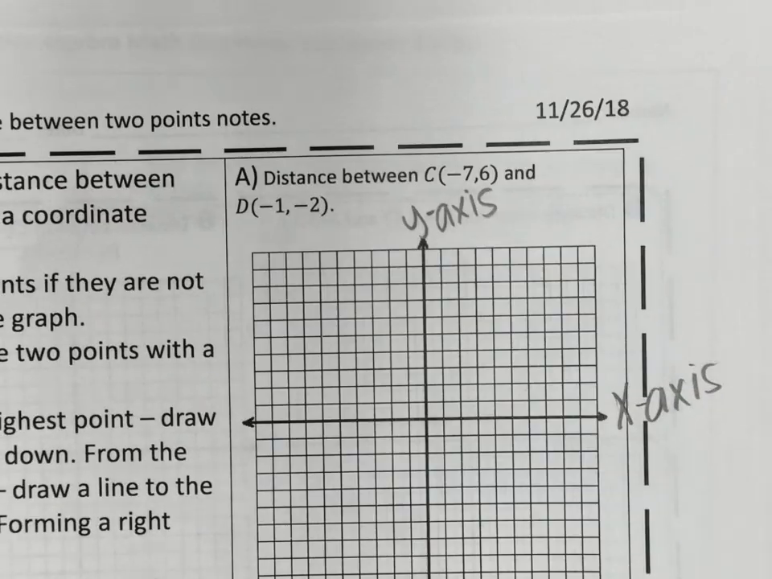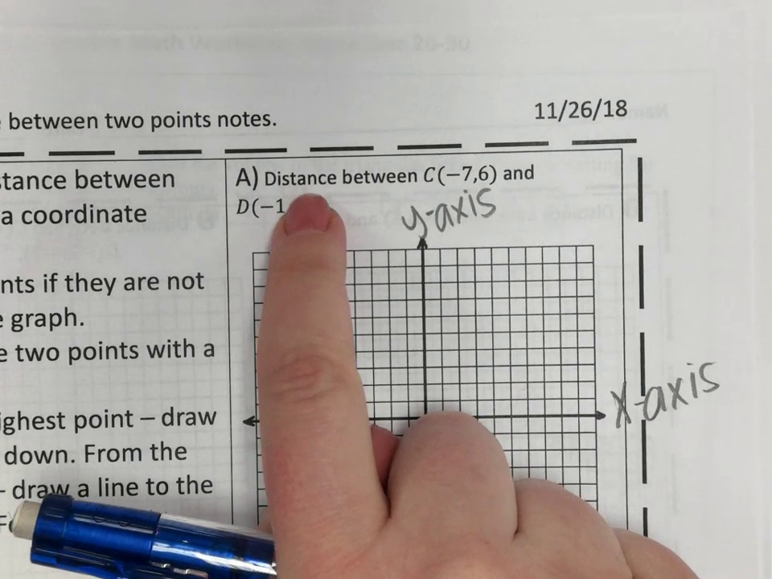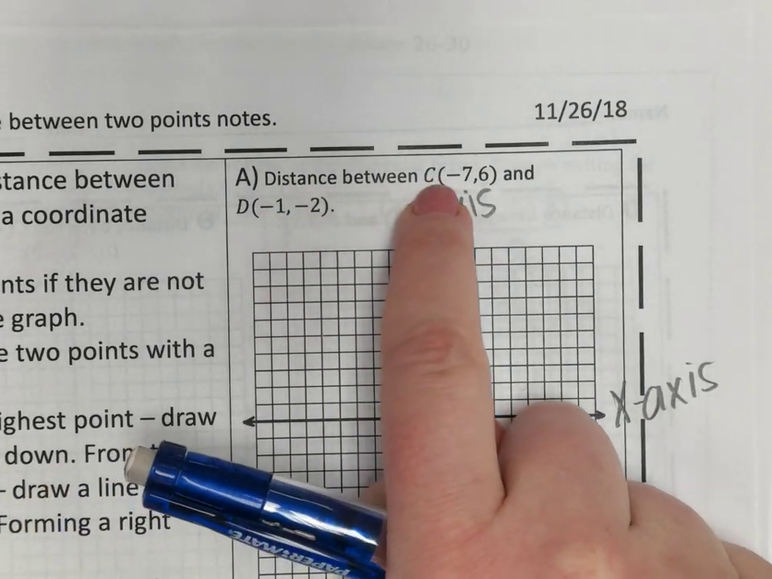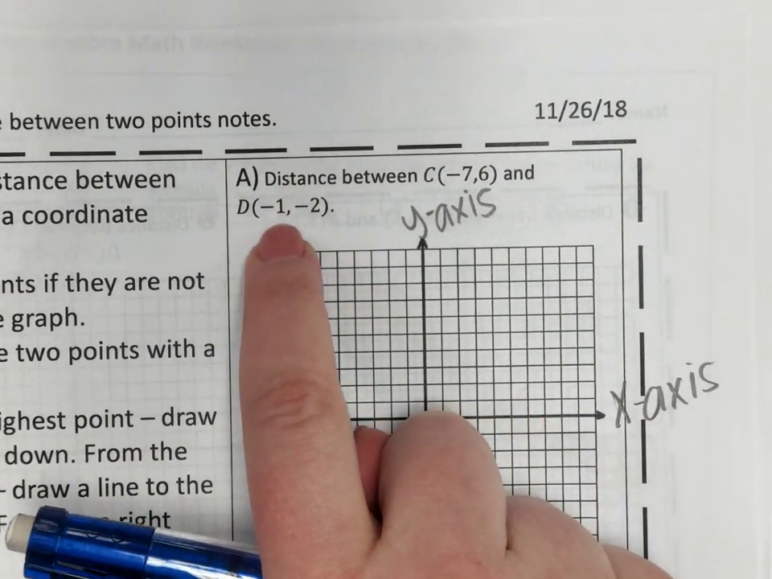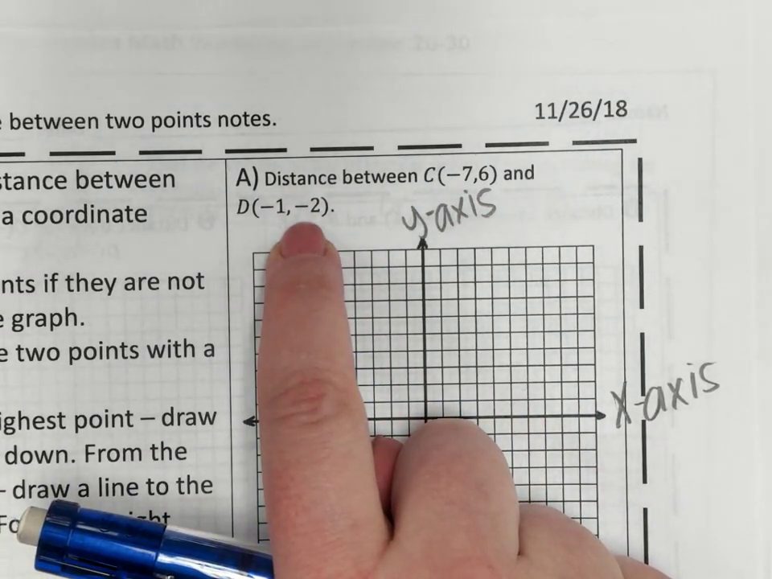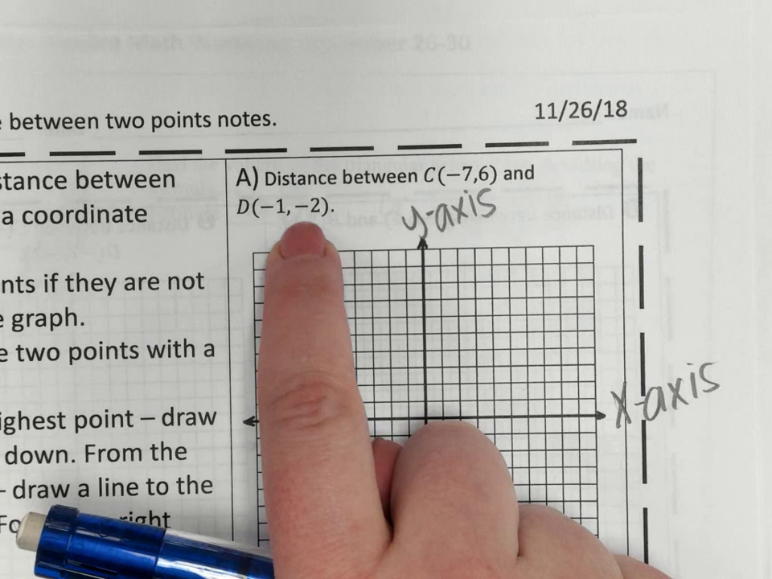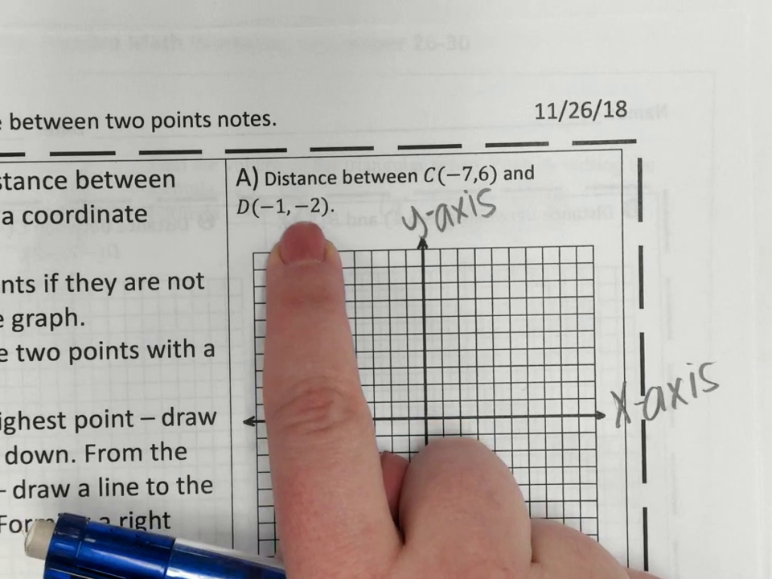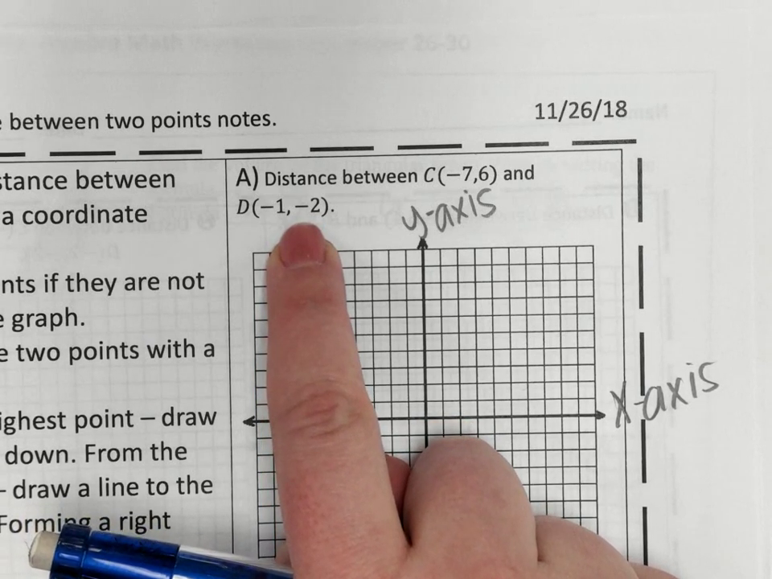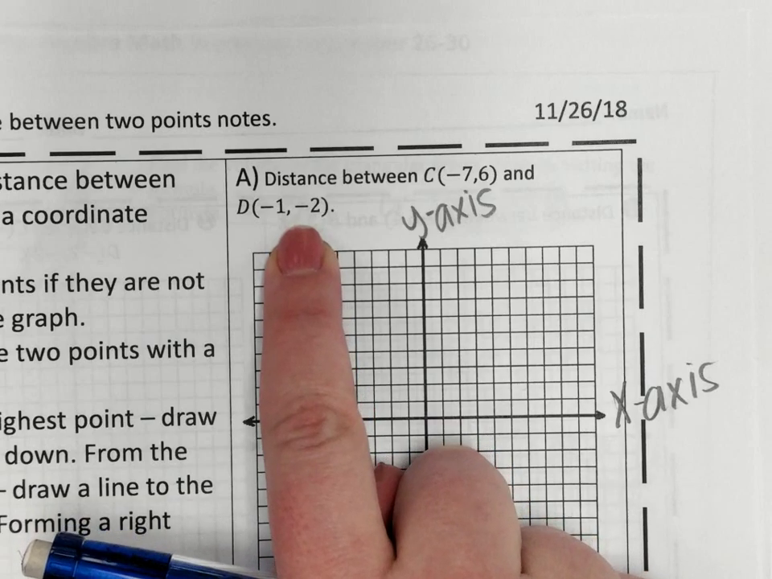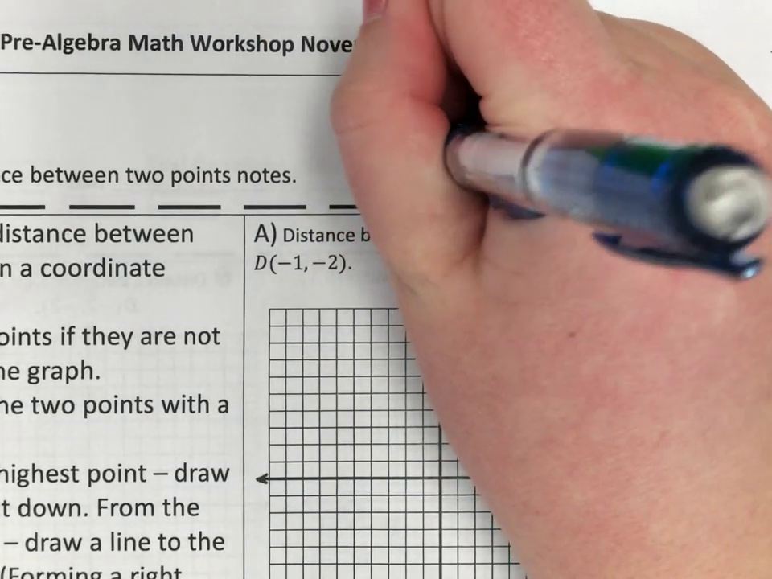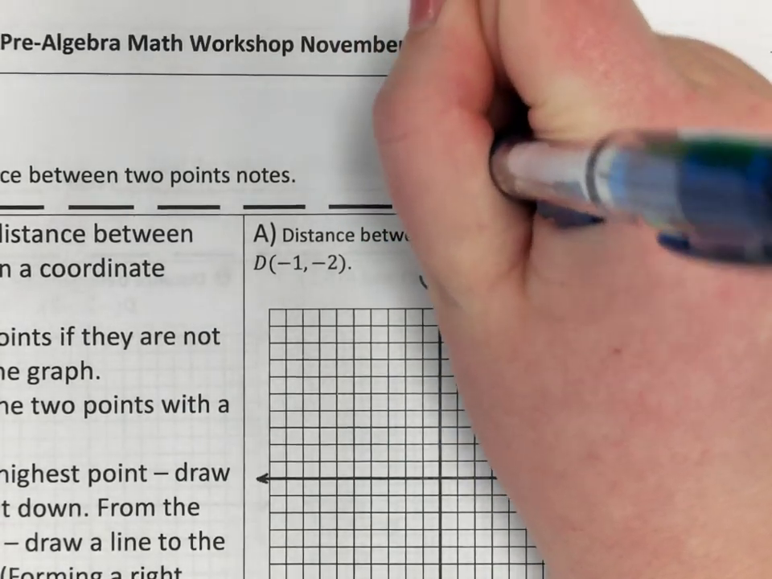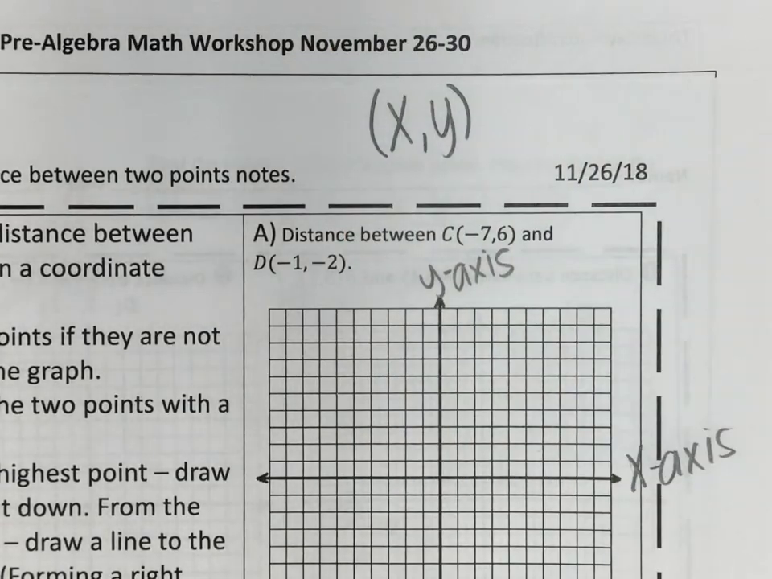Okay. Now, right here, it's wanting us to find the distance between C, which is negative 7, 6, and D, which is negative 1, negative 2. In order for us to be able to find the distance between these 2 points, we have to be able to plot those 2 points. And to plot those 2 points, we need to know what these are telling us. So up here at the top of your paper, I want you guys to write X, comma, Y in parentheses.